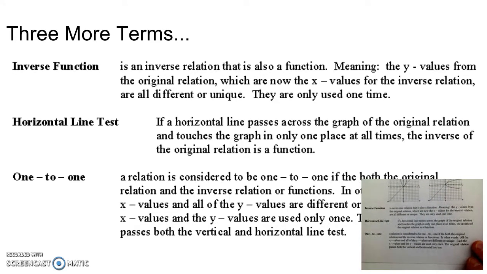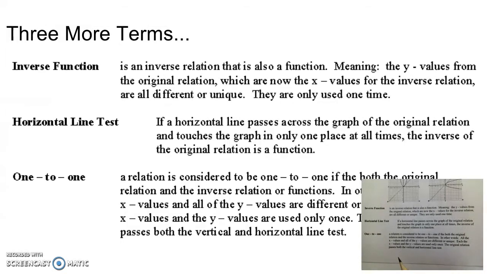A couple more terms for us to think about. So let's talk now about an inverse relation that happens to be a function. If the inverse relation is also a function, we refer to that as an inverse function. So the y values from the original relation, which are now the x values, are also different or unique, only used once. Our inverse function will pass a horizontal line test, so now we could go ahead and move a horizontal line from top to bottom past this graph, and it will only touch this graph in one place. So the inverse of the original now is a function.